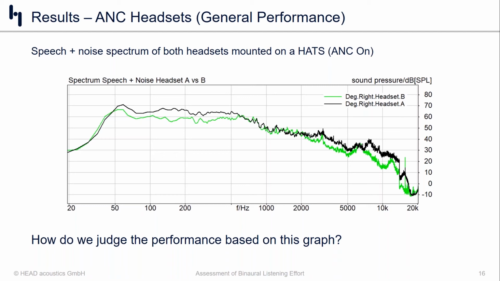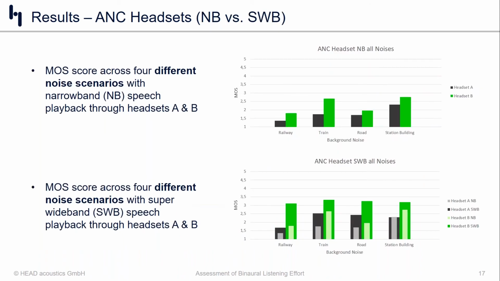The big question, and the rhetorical question that I'll pose today, is how do we judge that performance just based on this graph and the time domain plot on the previous slide? It's nearly impossible. So what the listening effort metric allows us to do is not only plot the listening effort on an absolute scale, but it simply allows us to evaluate this in a way that we couldn't do before.